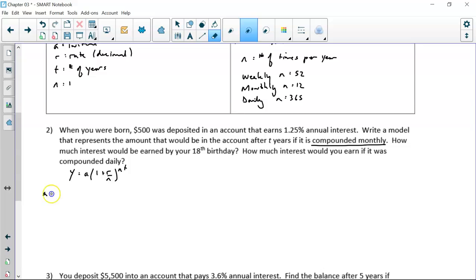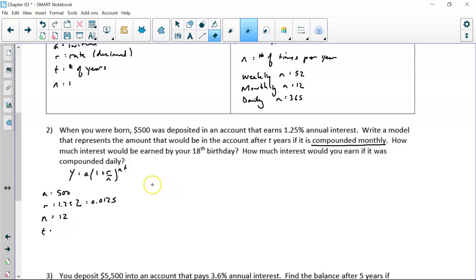So for this, A, the initial is 500. The rate is 1.25%, which is 0.0125. n is the number of times per year. If we're talking monthly, there's 12 months per year, so n is 12. And for this, it says after your 18th birthday. So we'll come back to that.